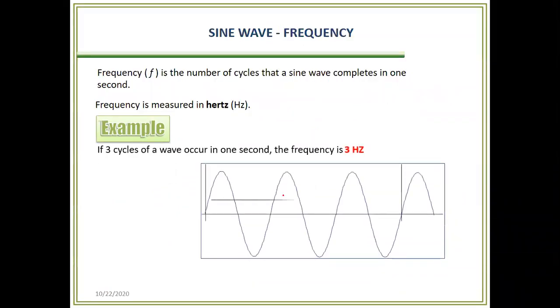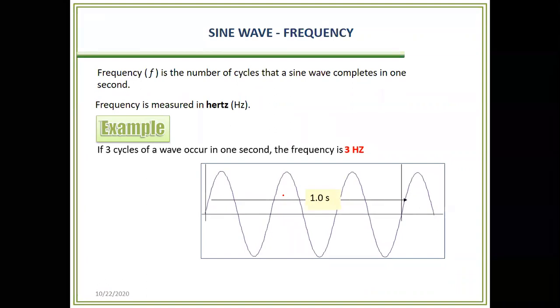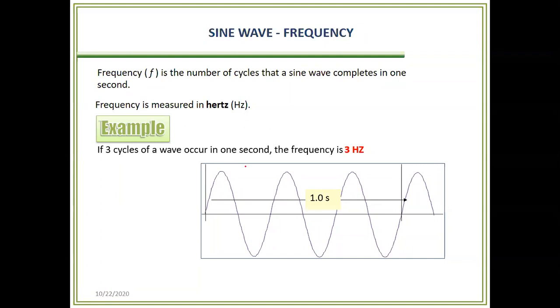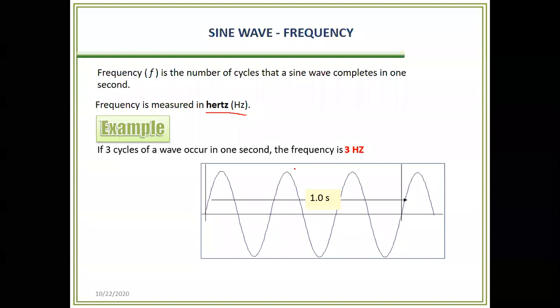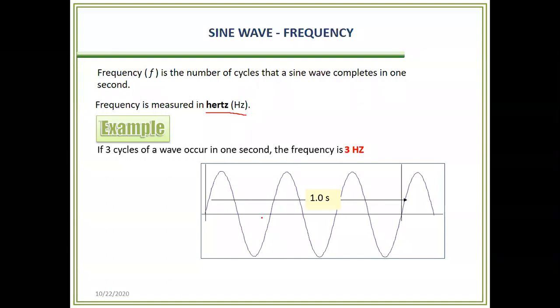So next we'll study what is frequency. Frequency is the number of cycles per second. The frequency is always measured in hertz. So it indicates, for example, that if in 1 second the waveform can complete 3 cycles, then the frequency of the waveform is 3 hertz.